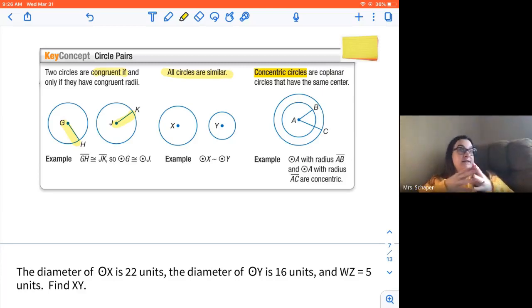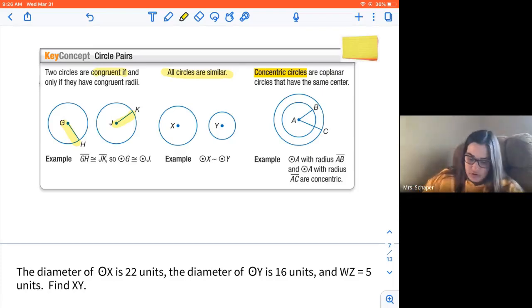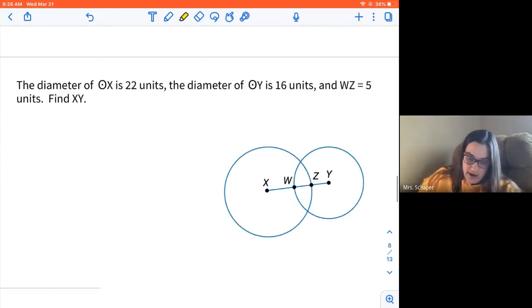Okay, that means they have the same shape, just different sizes. And you also have concentric circles. They're coplanar, so it means they're on the same plane, and they have the same center. So concentric circles have the same center, and they're on the same plane. Good stuff. All right, so here we go.